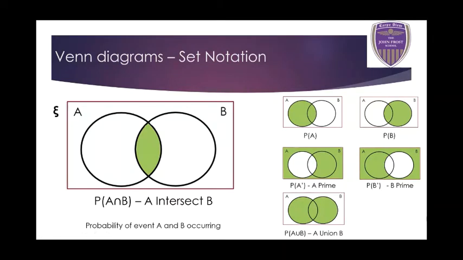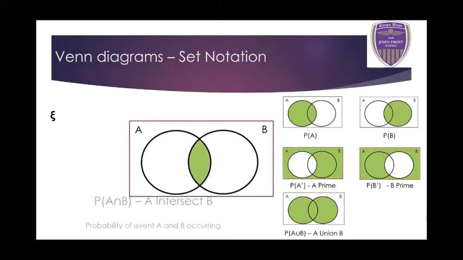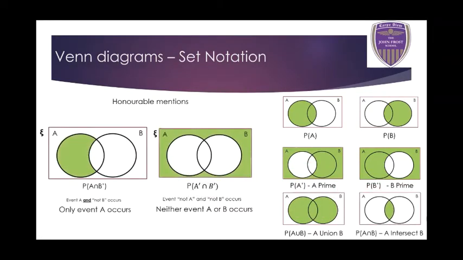And we've also got some honorable mentions now, some slightly different ones, but if we were to go through all the different variations, we'd be here forever. So there's two extra ones here I want to talk about. The first one is A intersect B prime, and that is the event A and not B occurring. So it is the overlap of event A and not B. And a simple way of explaining this is that only event A occurs.